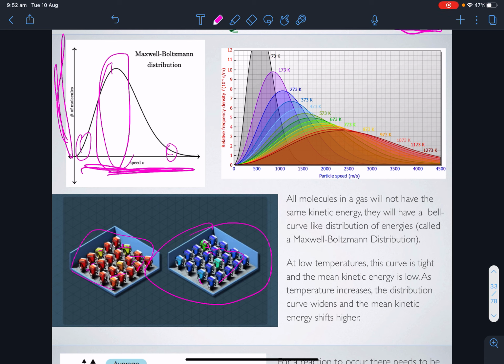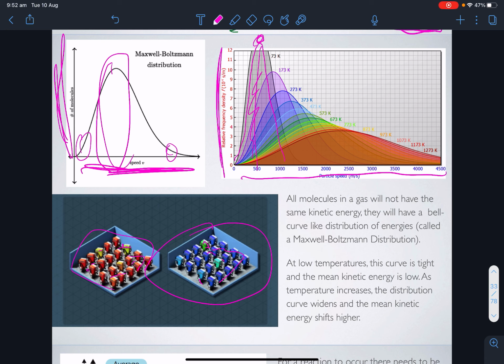So you can see here we've got particle speed versus basically the amount of particles. And here you can see down at 73K, so down at negative 200 degrees Celsius, it's a nice tight curve. Okay, the average is there and it doesn't differ much. But as you start heating it up, you get a wider range of particle speeds in there.